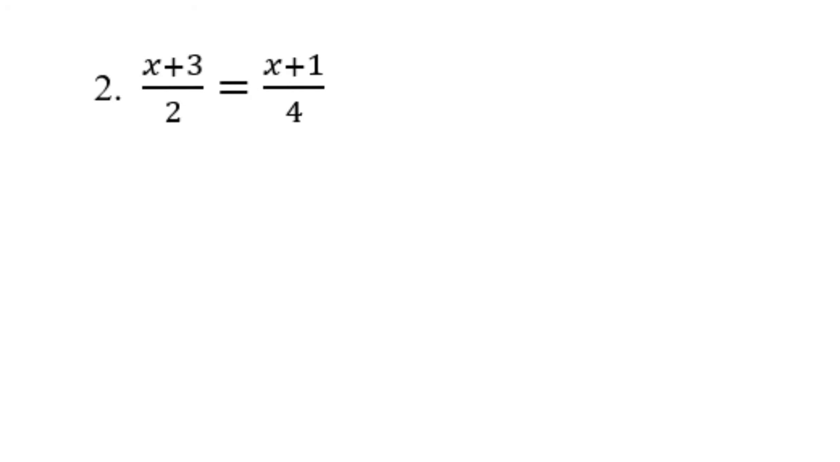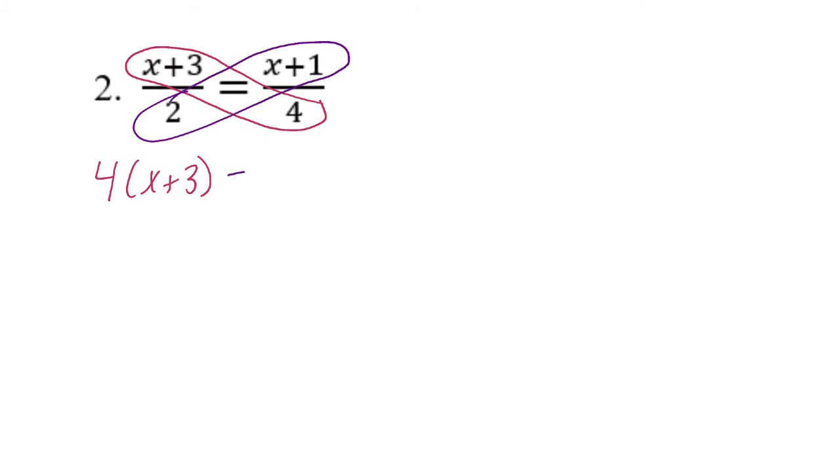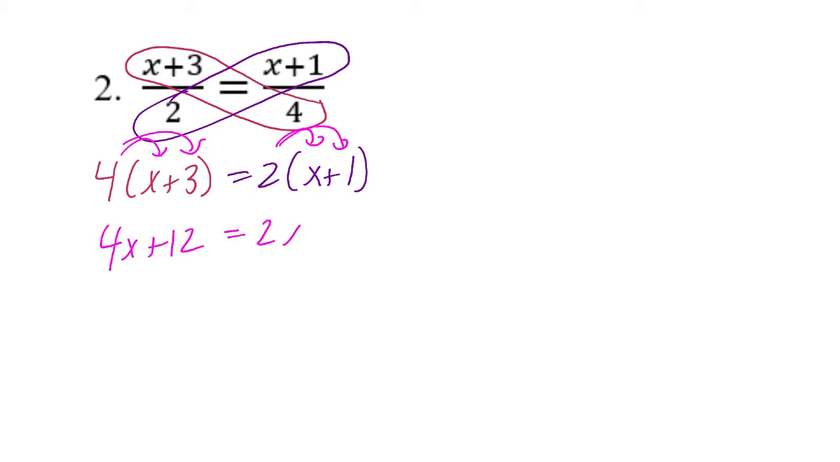Yet again, looking at this one, we have a fraction on each side of the equal sign. So we are going to cross multiply. So we're going to do 4 times (x plus 3) and 2 times (x plus 1). Then we distribute on both sides. And solve.